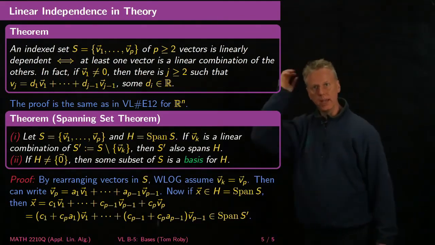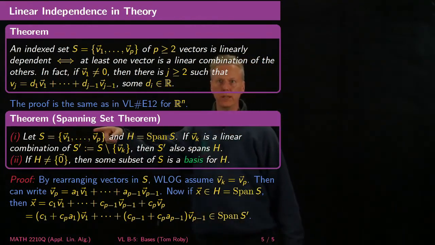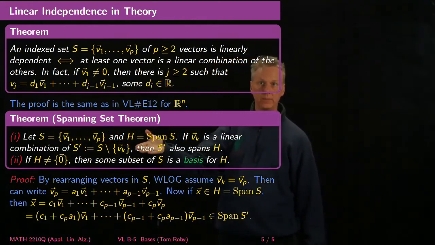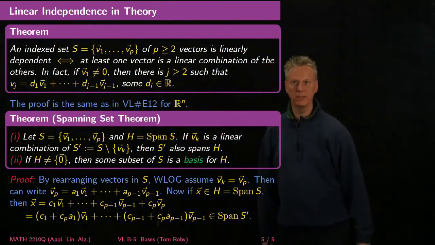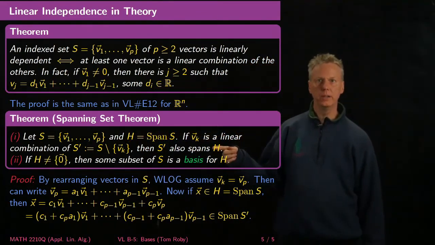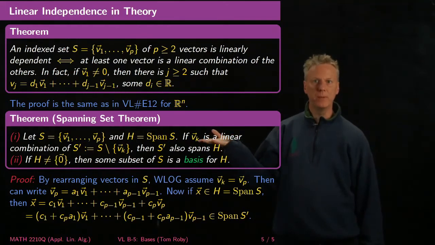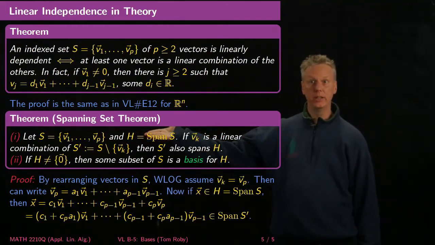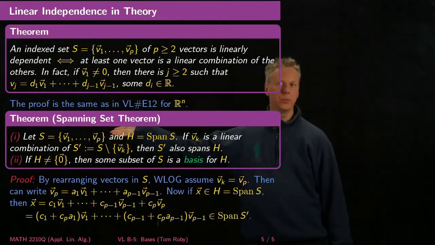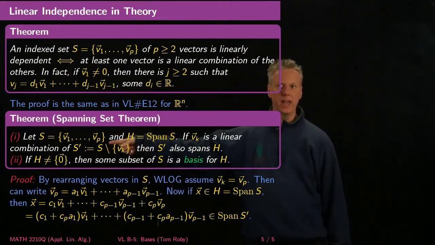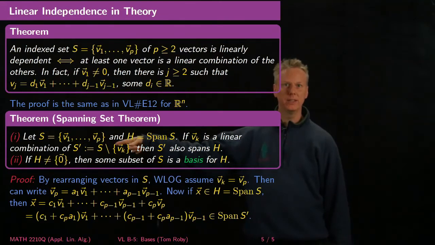Okay, so now let's look at the following spanning set theorem. Suppose that I've got a set of p vectors, and they span a subspace H within some other vector space V. Suppose that some vk is a linear combination of the other vi's. So when I get rid of vk, that's what this S minus vk means. This is set difference.